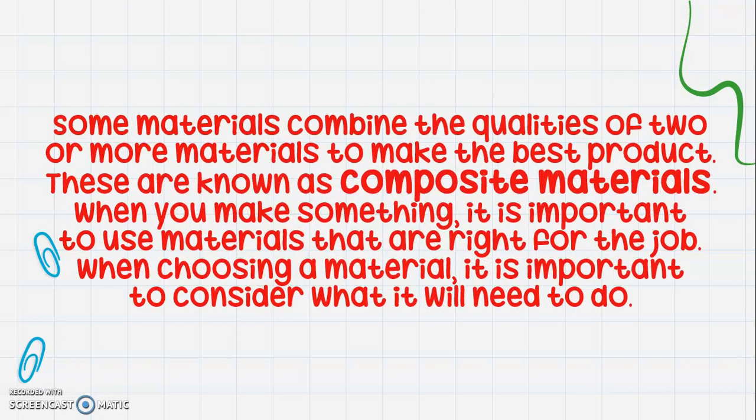Now, some materials combine the qualities of two or more materials to make the best product. These are known as composite materials. When you make something, it is important to use materials that are right for the job. When choosing a material, it is important to consider what it will need to do.